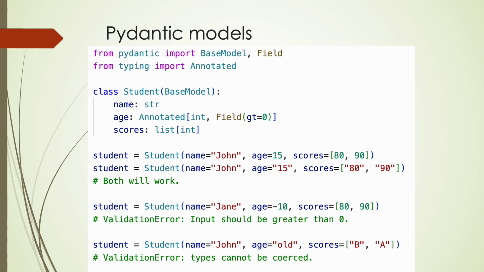Besides, if the data types can be coerced, they will be coerced automatically, otherwise a validation error will be raised, as in the Pydantic data class example. We just scratched the surface of the powerful Pydantic library and will have a more dedicated video for it later.